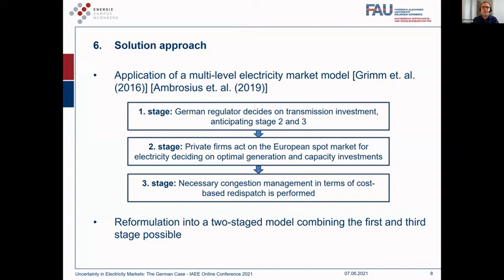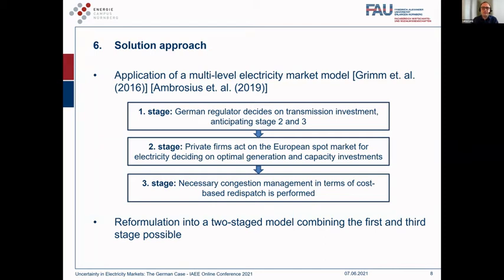And this application of the multi-level electricity market model is already present in the literature, and that's what we're using. So there's this first stage of timing where the German regulator decides on transmission investment, anticipating stages 2 and 3, which means the second stage would be the European spot market for electricity, with also the neighboring countries of Germany, and they are deciding on optimal generation capacity, both on the short and on the midterm. So there are investments included here.